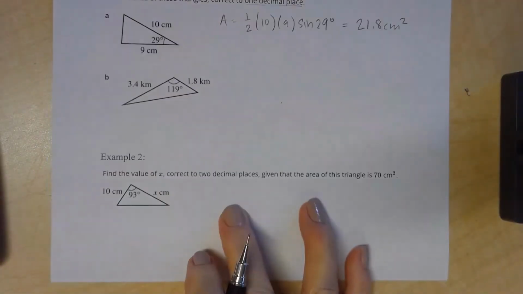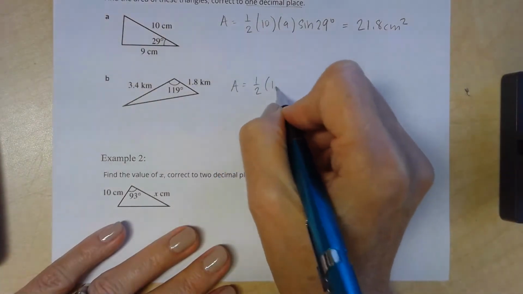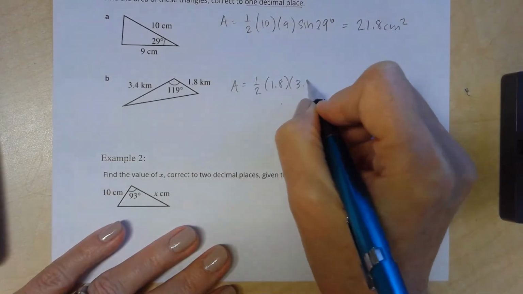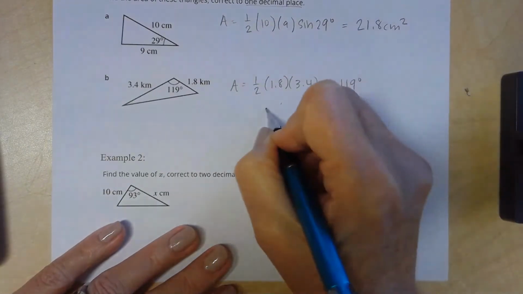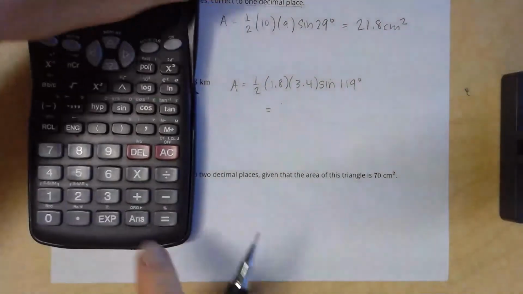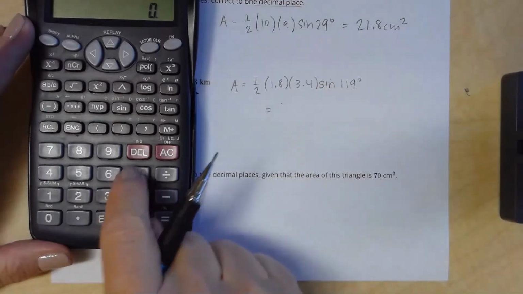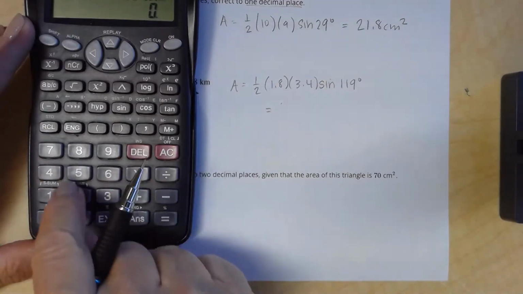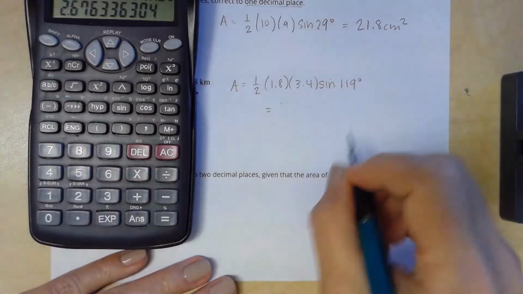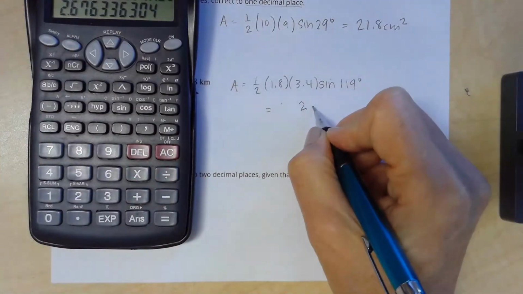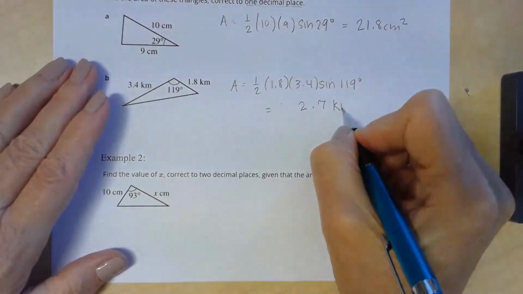Now let's try this one. You can pause and try it if you want to, see if you get it right. I just type that straight in. And I get 2.7 because I'm rounding, and that's kilometers squared.